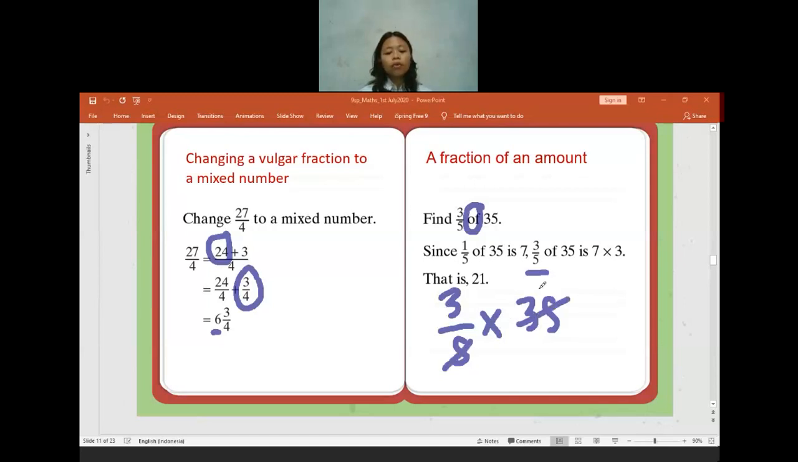Is there anyone who is confused? It depends on the question. If the question says show all your working, it means you have to show the steps. But if the question does not say that you have to show all the steps, you don't have to show all the steps to change from the mixed number into the improper fraction, or from the improper fraction into the mixed number. It depends on the question. Is there anyone who has difficulties? Is there anyone who is confused?